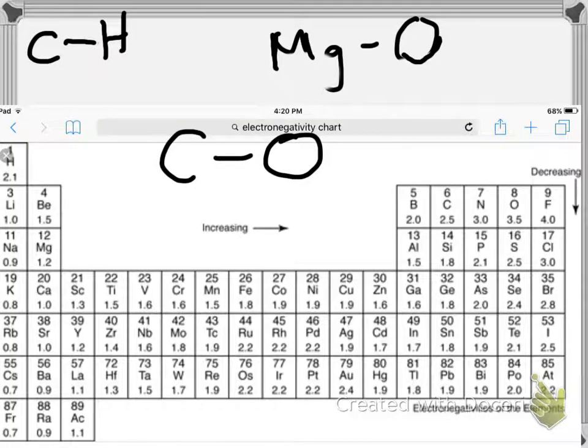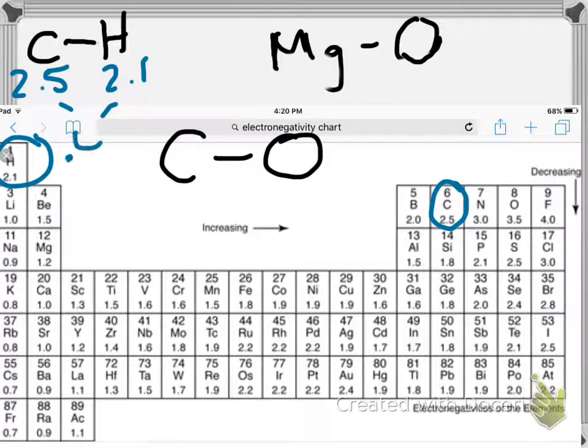So when we look at these bonds, we can determine their polarity by looking at their electronegativities. Carbon has an electronegativity of 2.5, and hydrogen has an electronegativity of 2.1. The difference in their electronegativities is 0.4. 2.5 minus 2.1 is 0.4. Because the difference is 0.4 or below, this would be a nonpolar molecule.